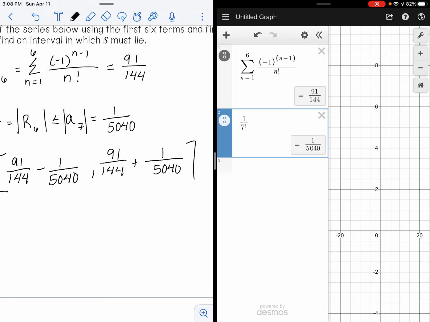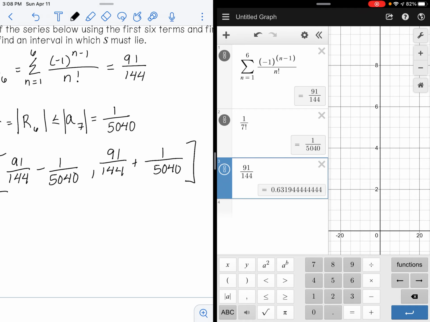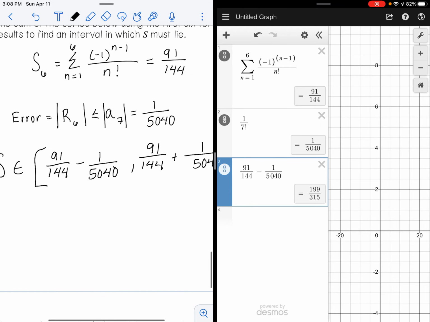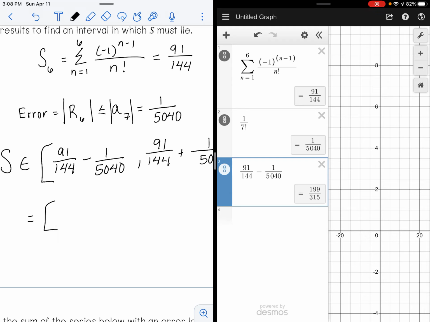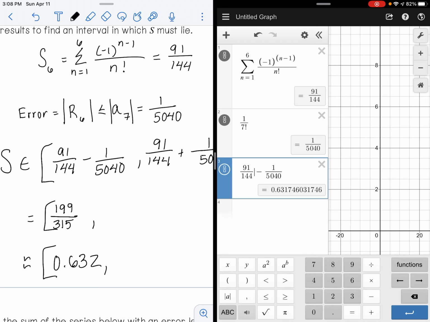So I'm going to use Desmos as my calculator here. So if I have 91 over 144 and I subtract 1 over 5040, make that a fraction, right? That has to be inside the interval from 199 over 315, which I'm also going to write as a decimal, 0.632, and then all I'm going to have to do is change my minus sign to a plus sign. So the plus sign is 0.632 as well.